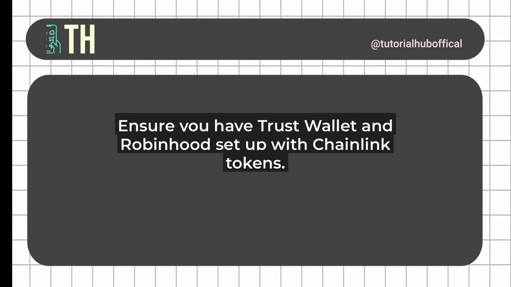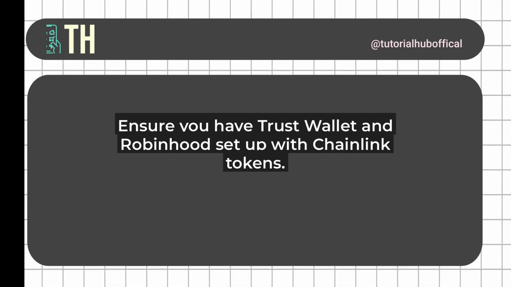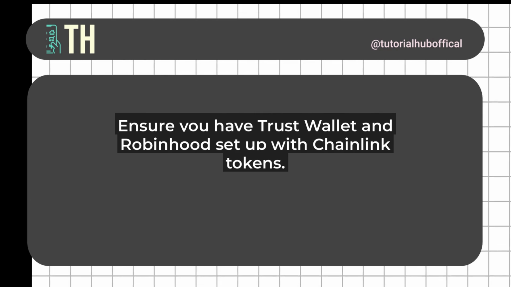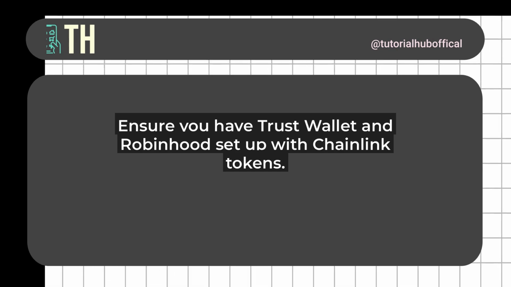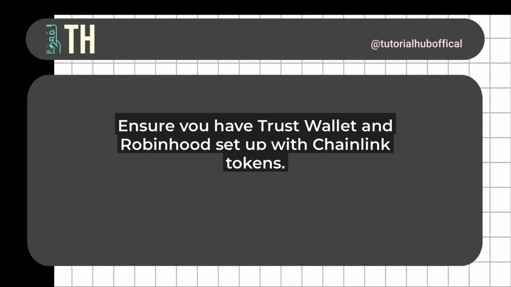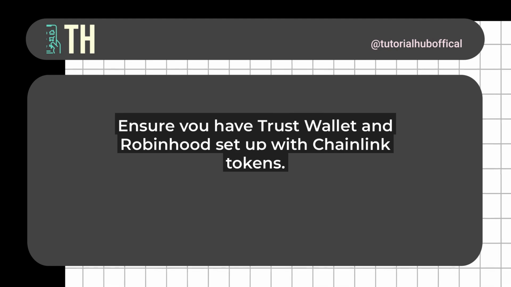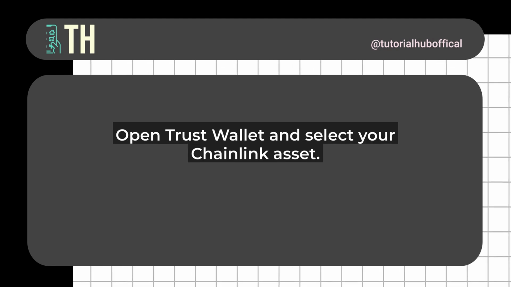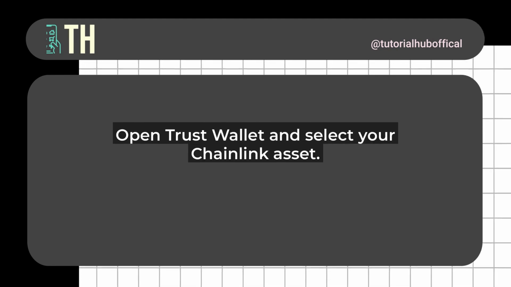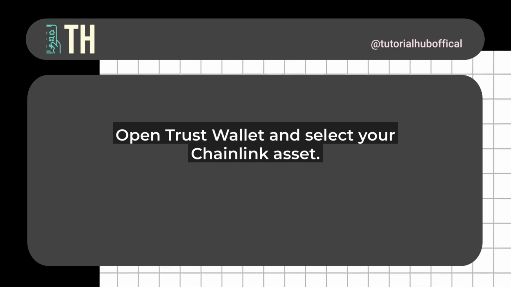Let's get started. First things first, make sure you have the Trust Wallet app installed on your phone and your Robinhood account set up and verified. You'll need some Chainlink tokens in your Trust Wallet. Remember, this involves real money, so proceed with caution to avoid any costly mistakes.